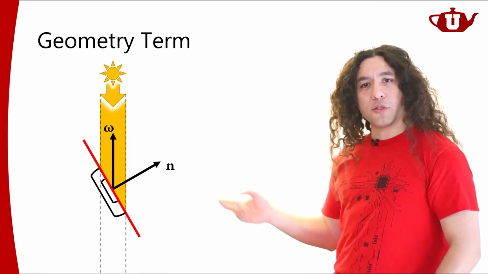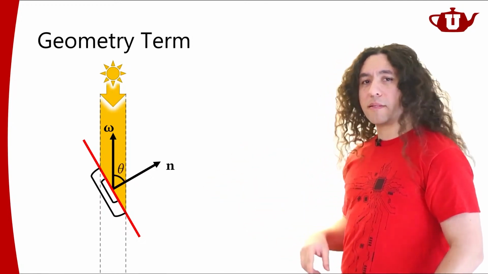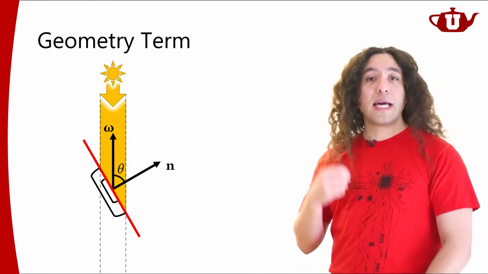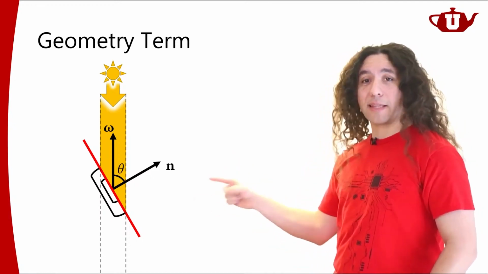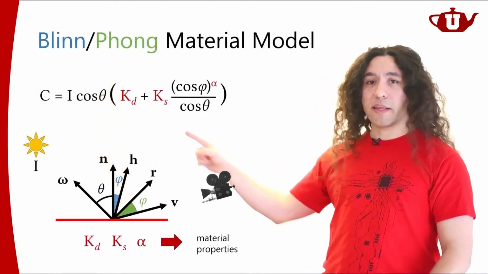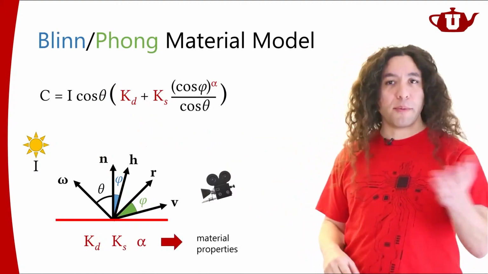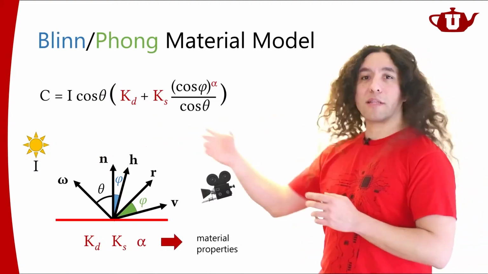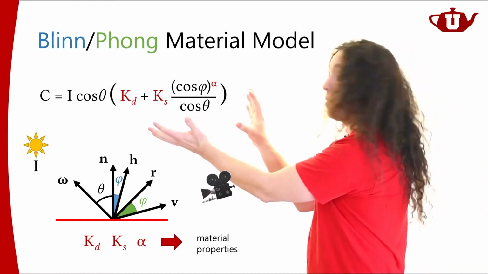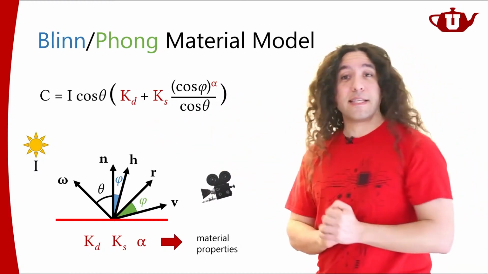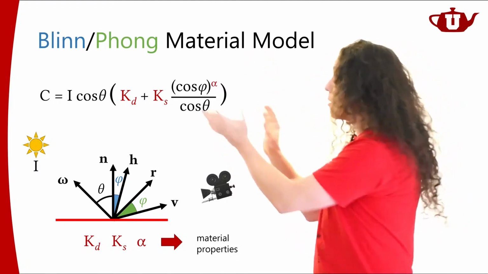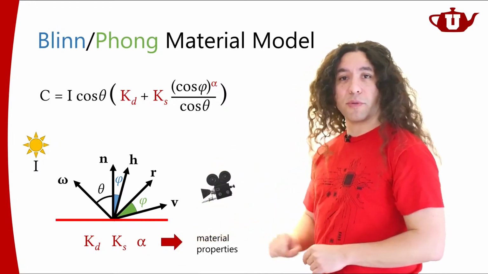And that's related to this angle between the light direction and the surface normal, angle theta. More specifically, cosine theta gave us exactly how much light was spreading on the surface. So this cosine theta term here is our geometry term. It's just about how much light is coming in here. Now, this rest of the stuff here, this is the material model. So it's a very specific material model. It's using these material properties.